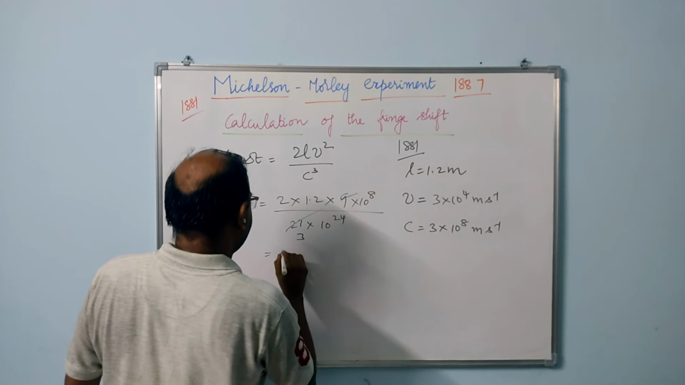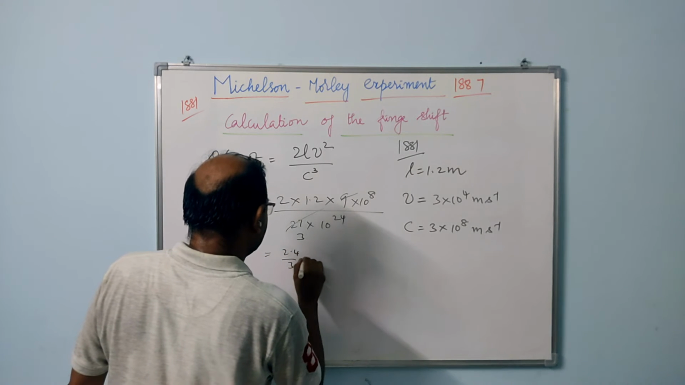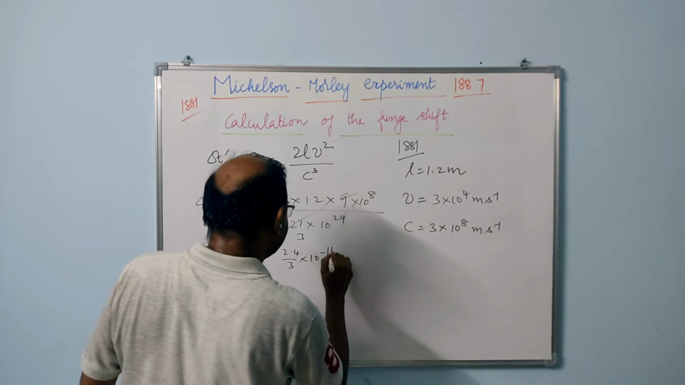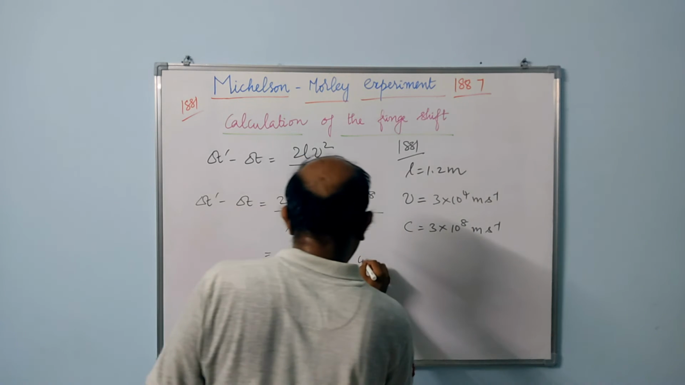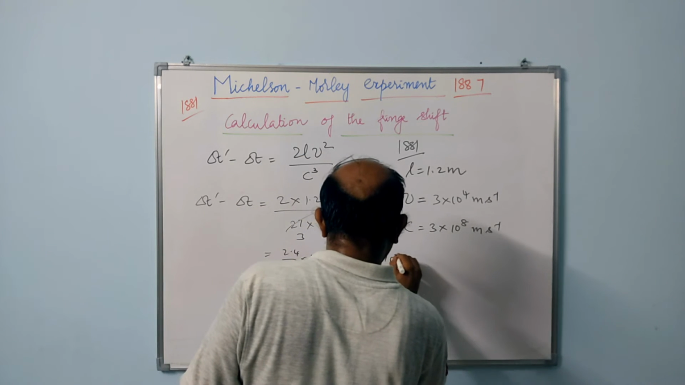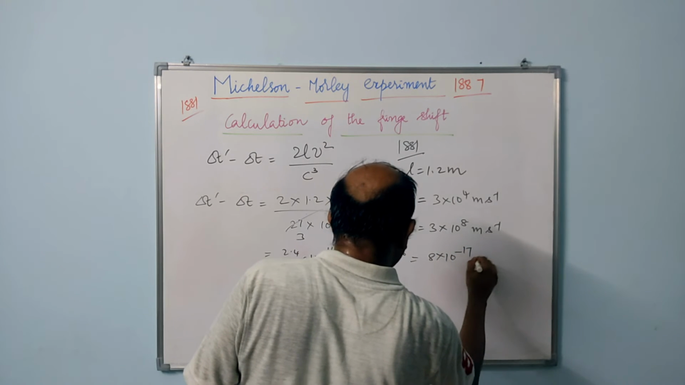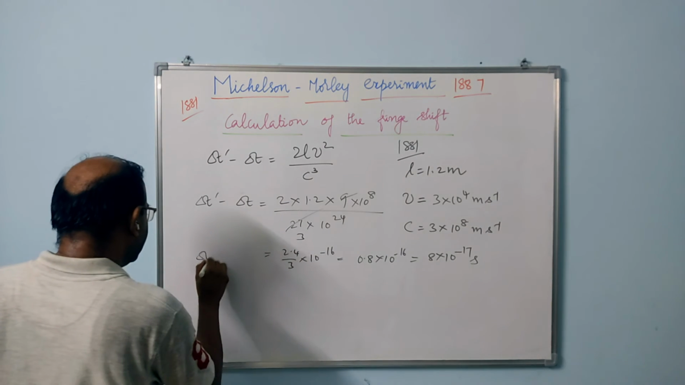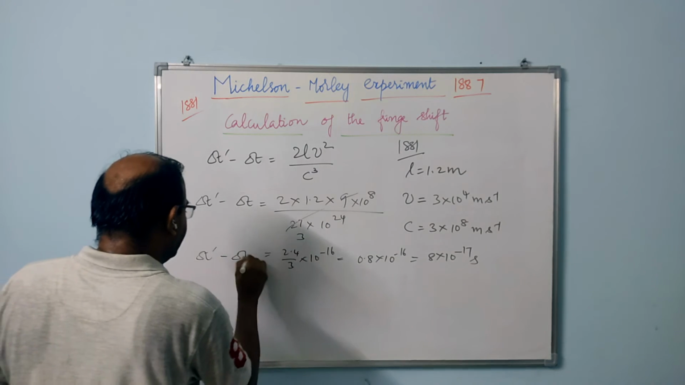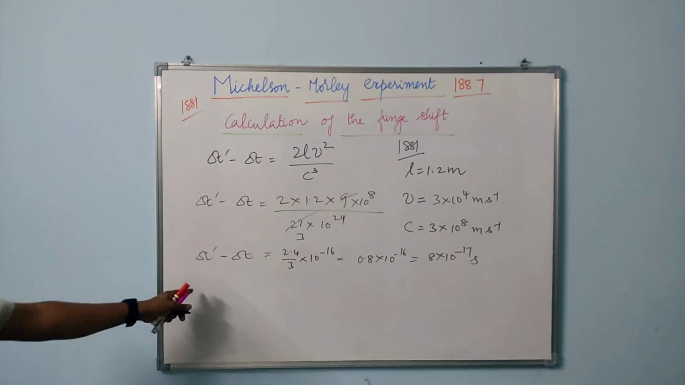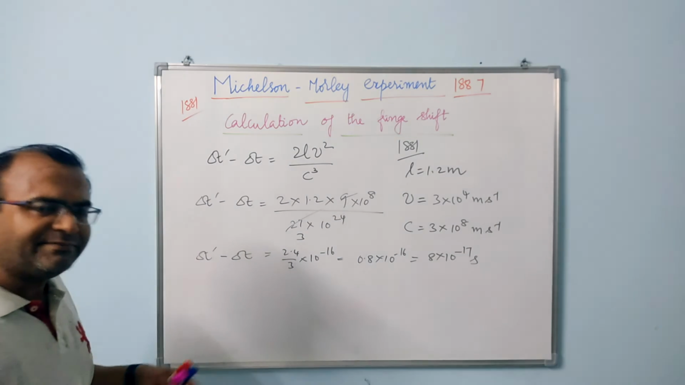So this would entail 2.4 over 3 into 10 power minus 16 or 0.8 into 10 power minus 16, which would be 8 into 10 power minus 17 seconds. So this is the difference in times for the rotation. Now what is the time period of the wave?